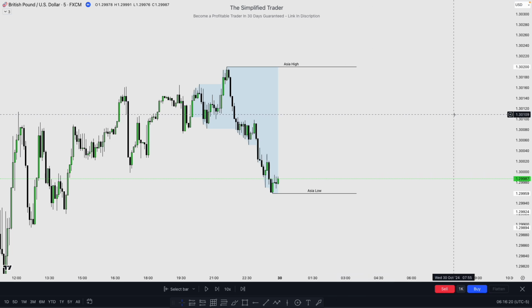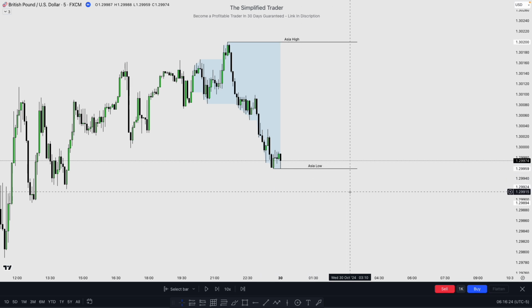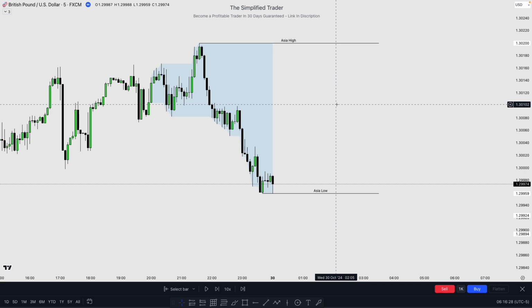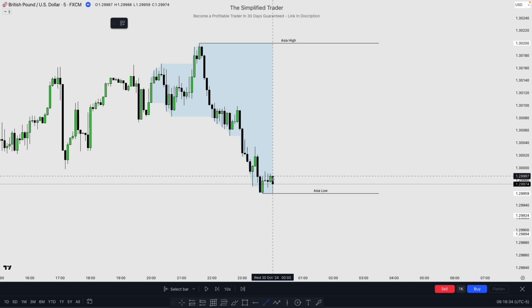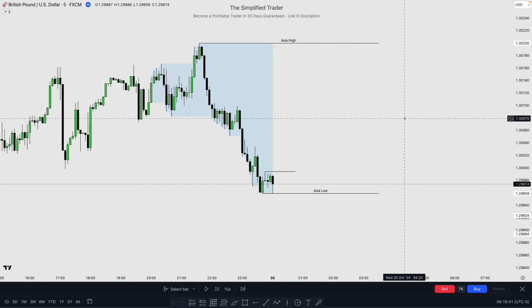So let me play price forward to see what happens. There we get a sweep of Asia low. So now what are we waiting for? We're not waiting for a market structure shift. We're only waiting for a body closure above a swing high. If we follow this along, the first swing high we get is this swing high here. So this is our swing high. I'm waiting for a body close above the swing.